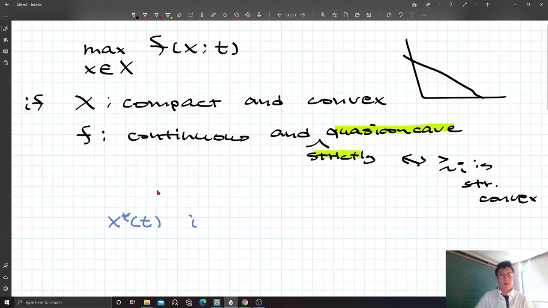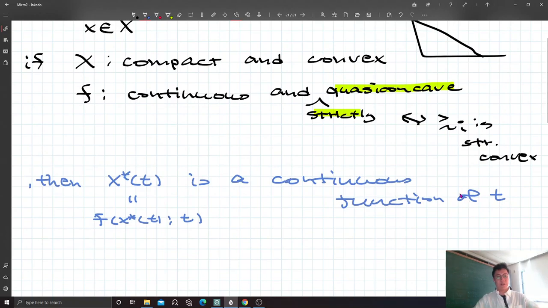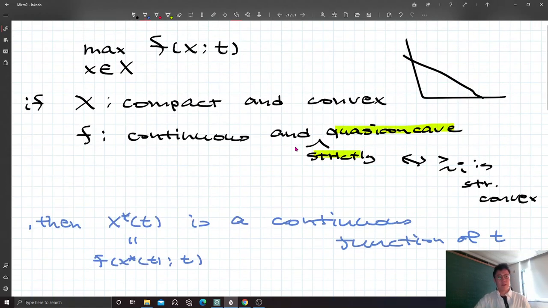x star of t is a solution, and f of x star of t and t is the value function of this objective function. So x star of t, the solution to this maximization problem, is a continuous function of t. It means as t changes, the optimal solution changes smoothly. It does not change abruptly. It changes continuously.